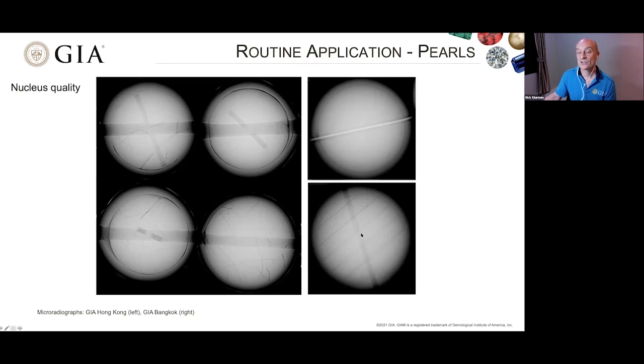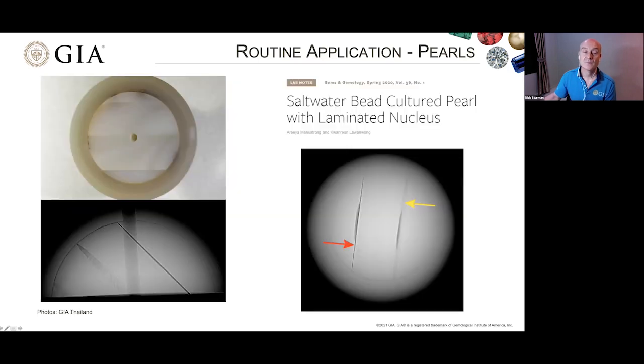And this particular pearl here is showing the structure, what we call laminated bead structure. If you want to check more about the laminated nuclei used, this article is in one of the recent G&Gs, spring 2020. And this is a cross section of the bead, and you can see that it is a shell nucleus that was constructed by using several smaller pieces and then combined together, and then the bead was cut from that. So it's like a composite bead nucleus, and you can see it very clearly on these X-rays.